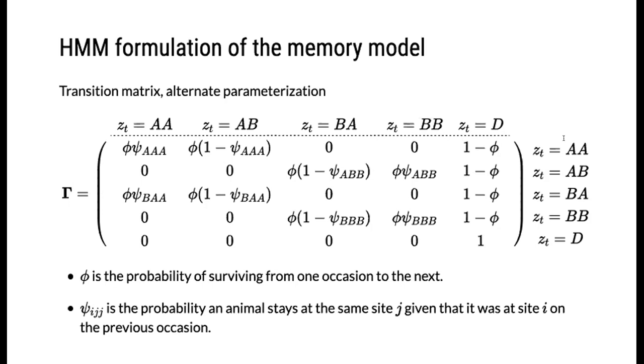Given that you were in state AA at t minus one, okay, so it means that you were in A at t minus two and in A at t minus one, you're going to be in state AA at t, so A at t minus one and A at t, okay, with probability the probability of surviving, and this psi probability.